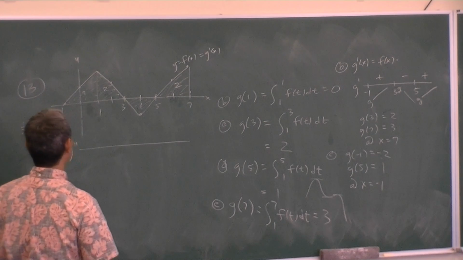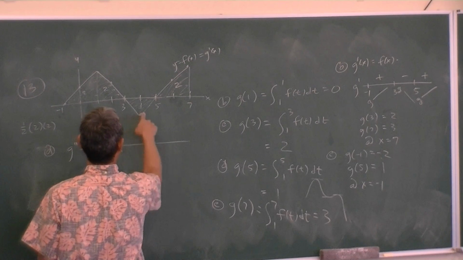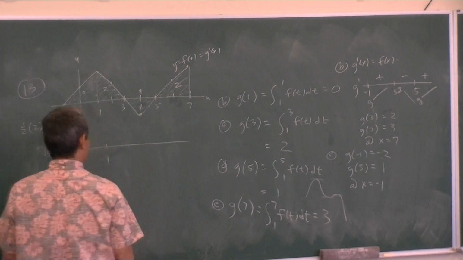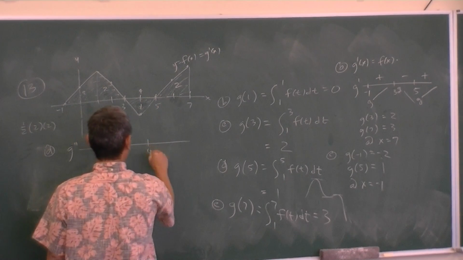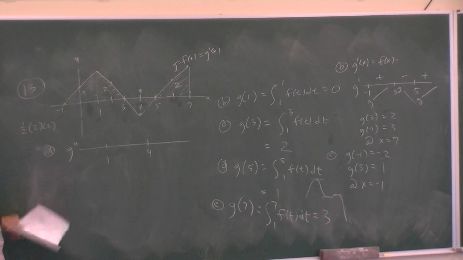Where are there sharp points? At 1. Why does that say 1 there? Because that's the area. At 4. And that's it. So that's what should go on the number line.